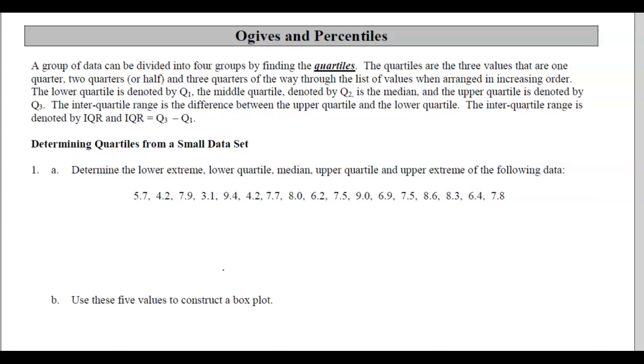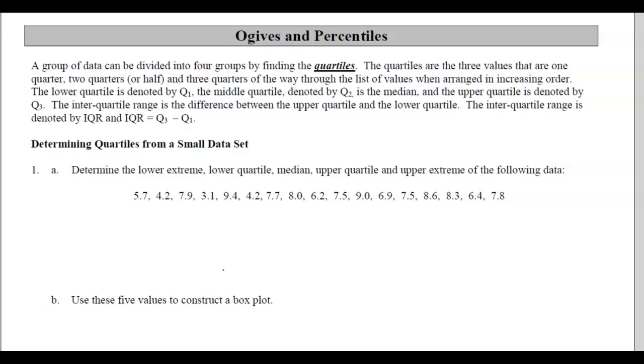Okay, so it's a graph with joining points, and those points represent the cumulative frequency of the data. So we'll look at that in more detail, but that's really what an ogive is.